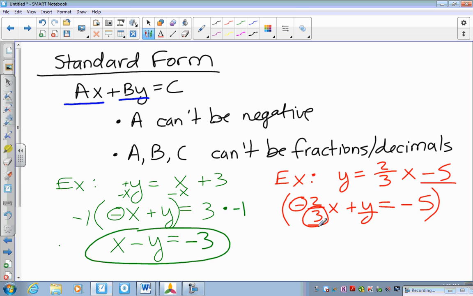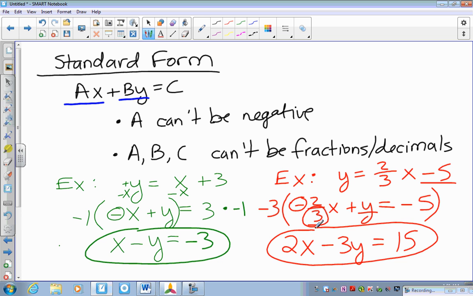So I'm going to multiply everything by -3 to get rid of the negative and the 3 at the same time. -3 times -2/3, the 3 and the third will cancel, and negative times negative is positive, so I get 2x. Distributing -3 to positive y, I get -3y. And multiplying -3 times the right-hand side, -5, I get a positive 15. So this is your standard form for the fraction situation.